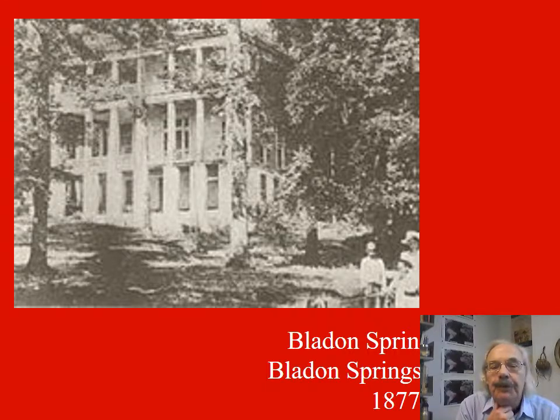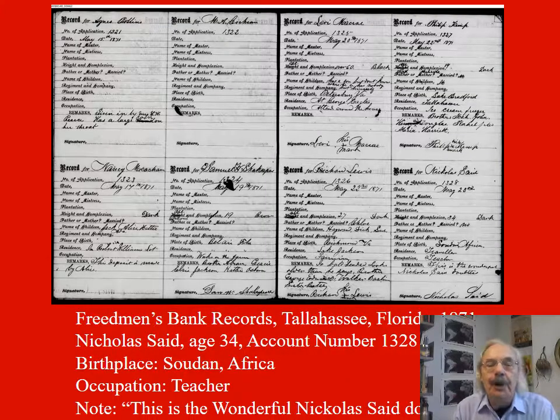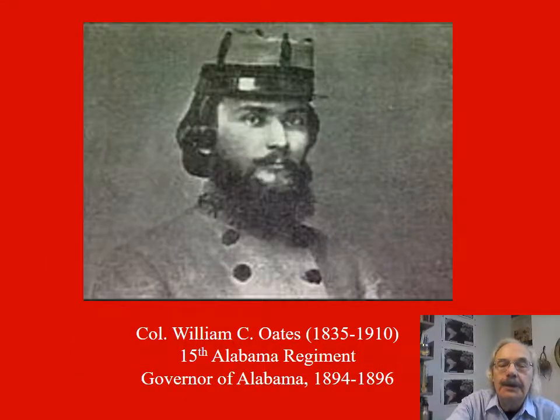Here shows Bladen Springs in Alabama, near where he lived. He married in Alabama, and we don't know at this point what happened to his wife or whether he ever had any children. And we do know that he had a bank account in Tallahassee, Florida. We have records of it here. And we do know that his reputation, at least within the black community, was well known by then, because there's a note on the bank records when he opened his account that said, "This is the wonderful Nicolas Sa'id indeed." He was a teacher at this point.